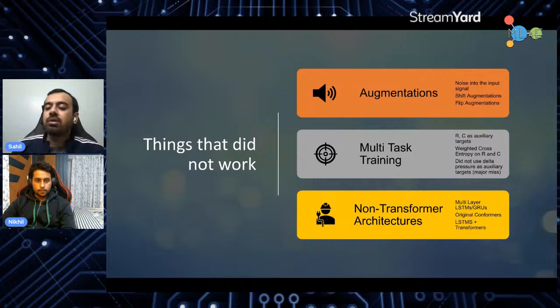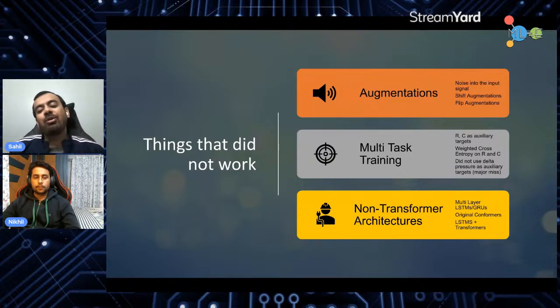So these were some of the auxiliary targets that most of the teams created, and they were able to get better convergence, as well as better scores. So this is something that we missed, and we believe that if we had tried this, it would have improved our scores a little bit.